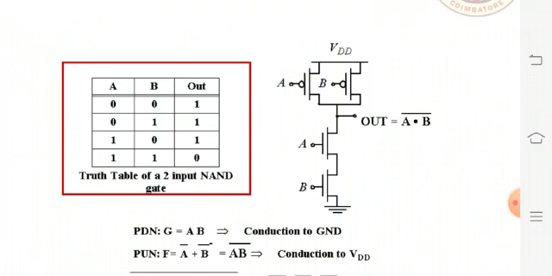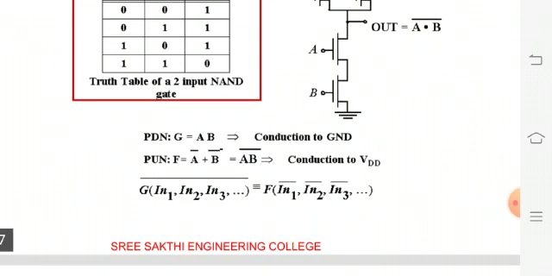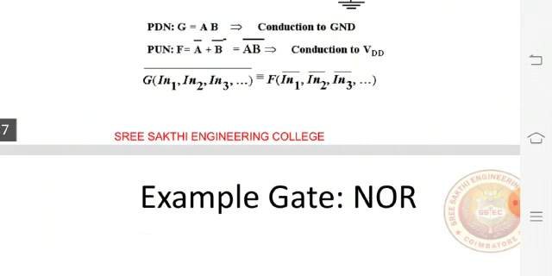So you can obtain the connection to ground for PDN, A dot B, and the connection to VDD you can obtain for PUN, A bar plus B bar, equal to (AB) whole bar. So we are having G of input one up to input n, that is equal to f of input one bar into f of input n bar.